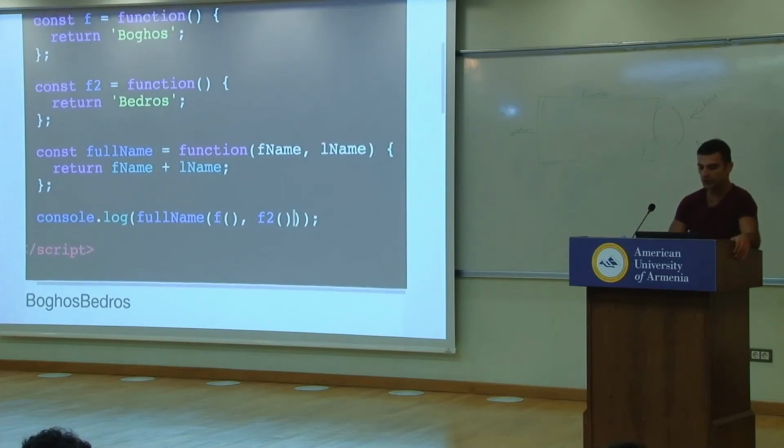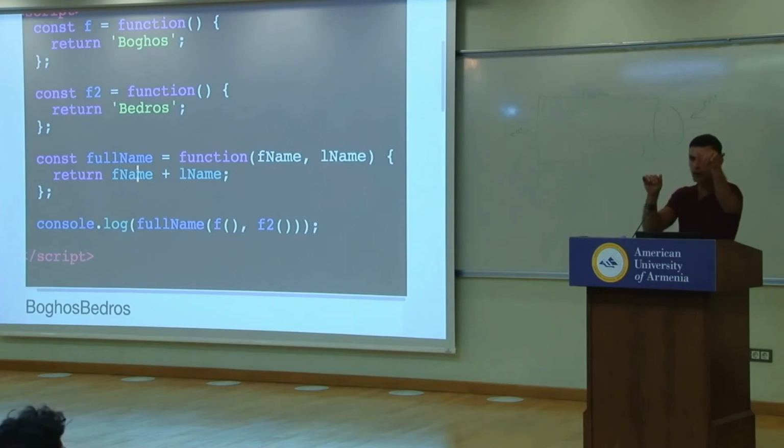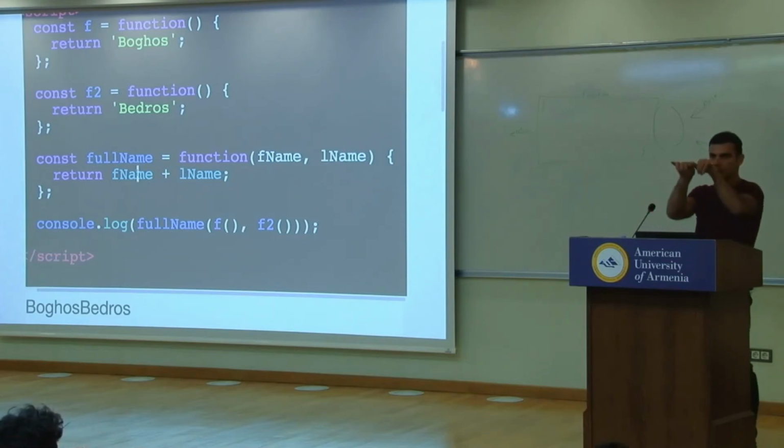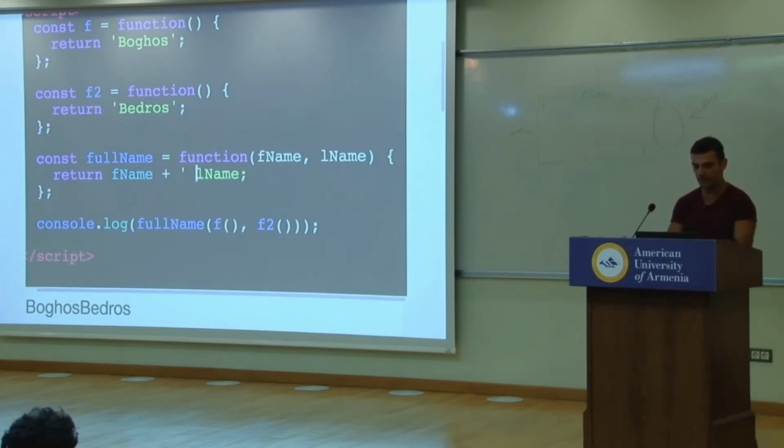Okay, so look at this. The result of calling this turns into what this returns, which is boros. F2 running it will return bedros. So we have boros, comma, bedros being passed into full name. So full name gets boros and bedros. The characters boros get combined with bedros. And what you get is boros bedros. Right? Everyone see that? Right, so what might make sense is to instead add a space.